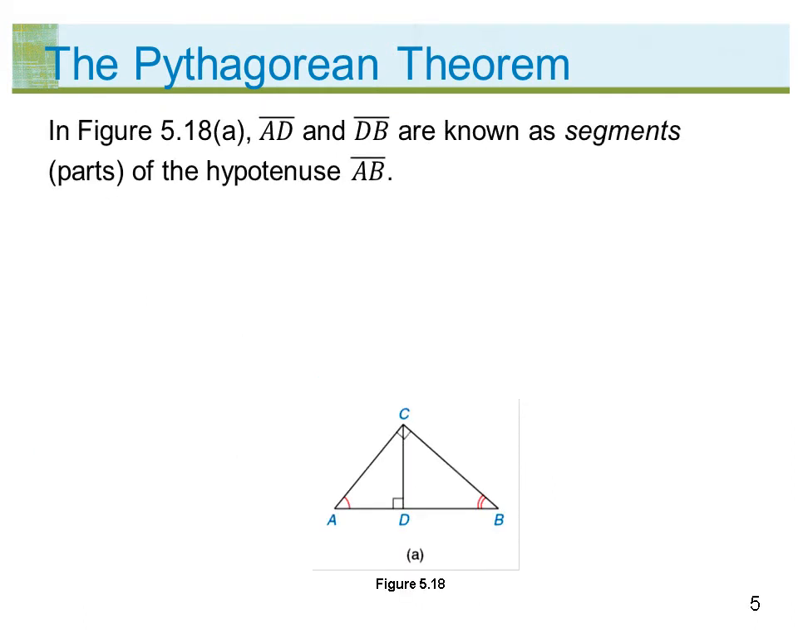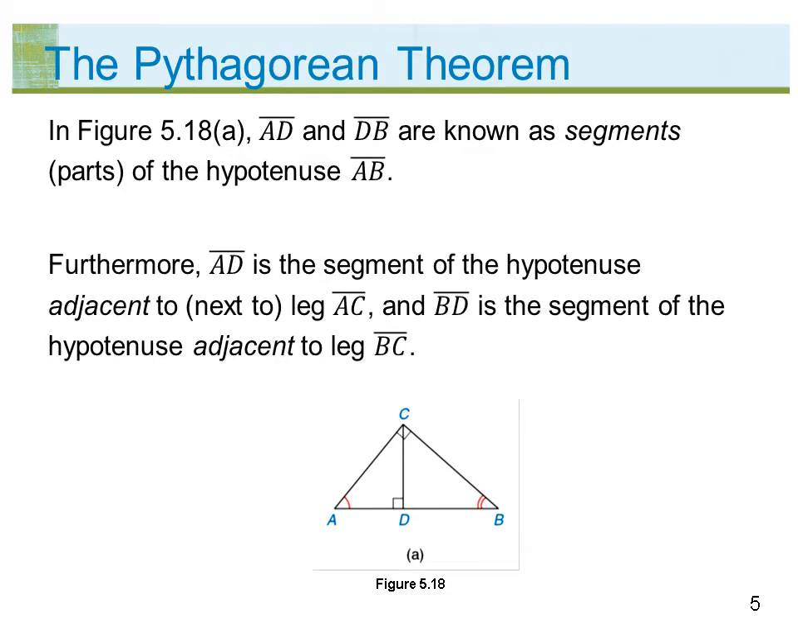In figure 5.18a, segment AD and segment DB are known as segments, parts, of the hypotenuse segment AB. Furthermore, segment AD is the segment of the hypotenuse adjacent to, next to, leg segment AC, and segment BD is the segment of the hypotenuse adjacent to leg segment BC.